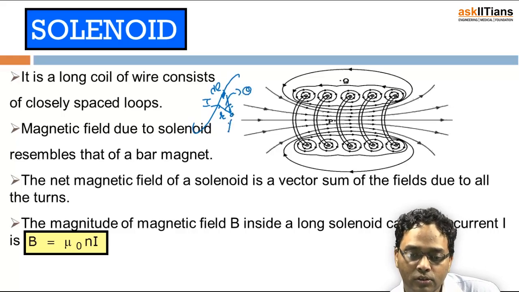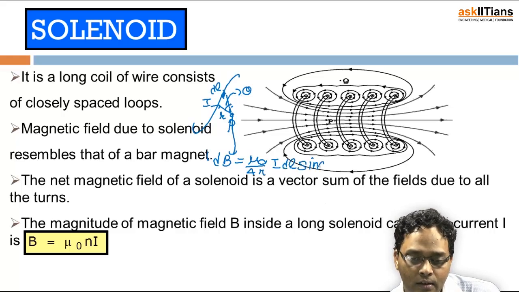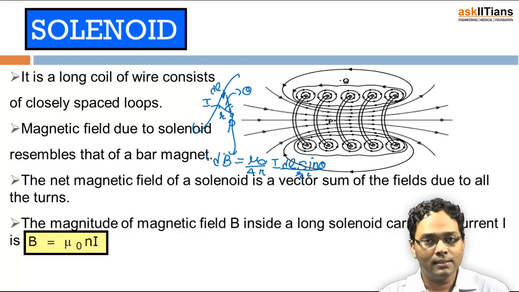So this tells you as to how much is the magnetic field. Let's say this is your point P, so how much is the magnetic field B. So dB, you know, is going to be given by mu naught by 4 pi, and then you will have I dl sine theta over r square, correct? So this is the value of the magnetic field.